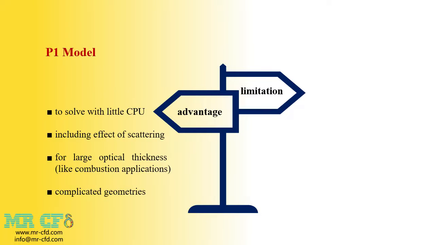We intend to state the advantages and limitations of this method compared to the previous method, DTRM. The first advantage it has over the DTRM method is that it can be solved with low CPU. The reason is that the radiative transfer equation, abbreviated as RTE, is expressed as a diffusion equation.